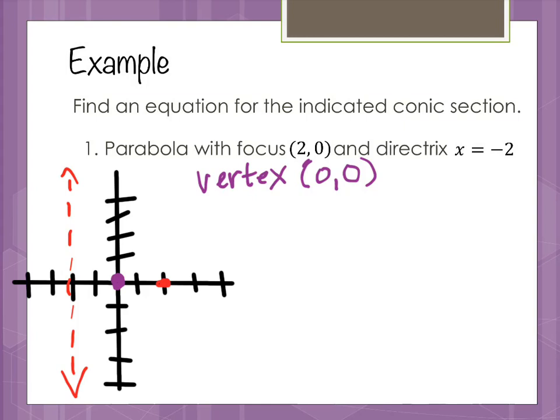How will this open, right or left? To the right. How do you know? Yeah, it opens with the focus on the inside. It opens so that it doesn't cross the directrix. So it has to open right.